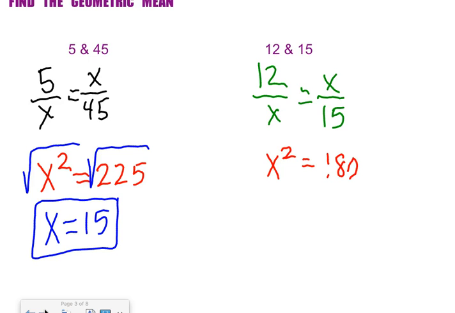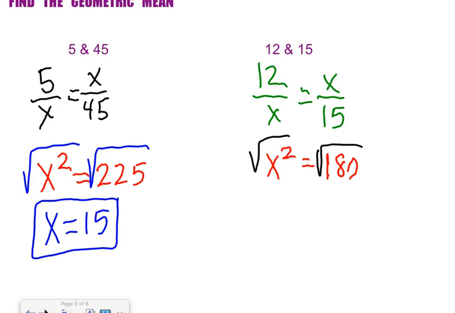Okay, and with this chapter, they want us to simplify in radical terms. Do you see how this was a whole number when you took the square root of 225? Try this one. What's the square root of 180? 13.416. Not a whole number. So we just write the square root. You have to think, what perfect square evenly goes into 180?